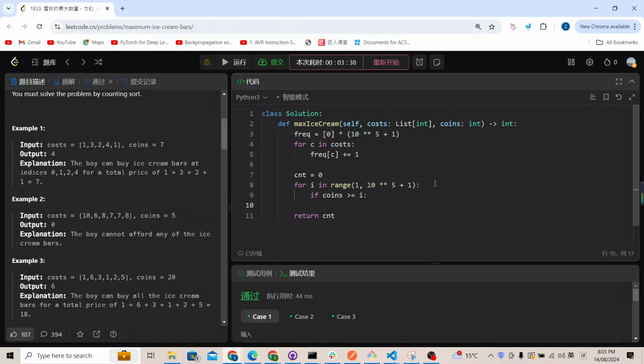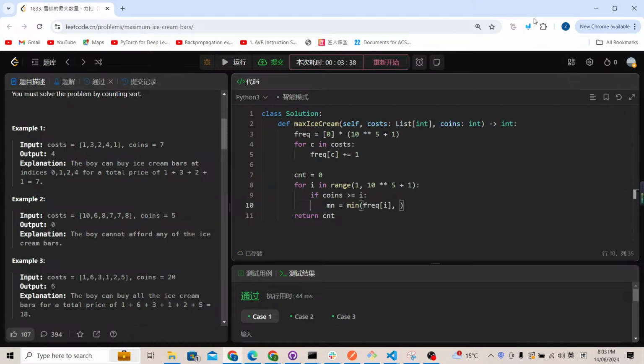So for my cost, if it is more than I, definitely I can buy at least one ice cream. But I don't know how many I can buy. So I'm going to prepare a minimum, because I want to check what is the number of ice creams I can buy. So it's going to be the minimum of the frequency array with frequency I. It means maybe I have too many ice creams.